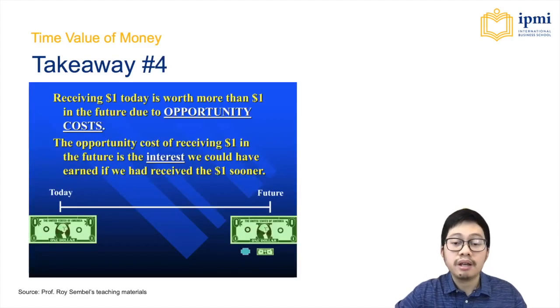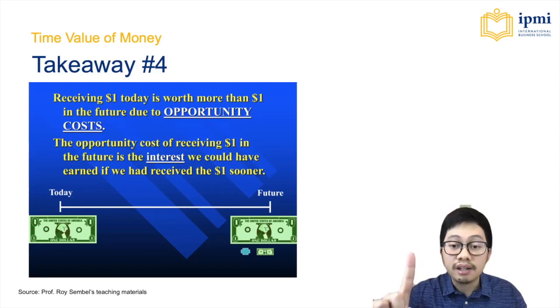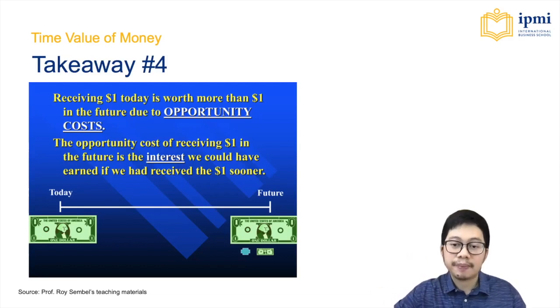The fourth takeaway, we learn about the time value of money, which is receiving $1 today is actually worth more than receiving $1 in the future, because of what is called the opportunity cost, which is the interest that we could have earned if we have that $1 sooner or today. So if we have $1 today, that $1 will be translated into $1 plus interest in the future. So that's what makes $1 today worth more than in the future.